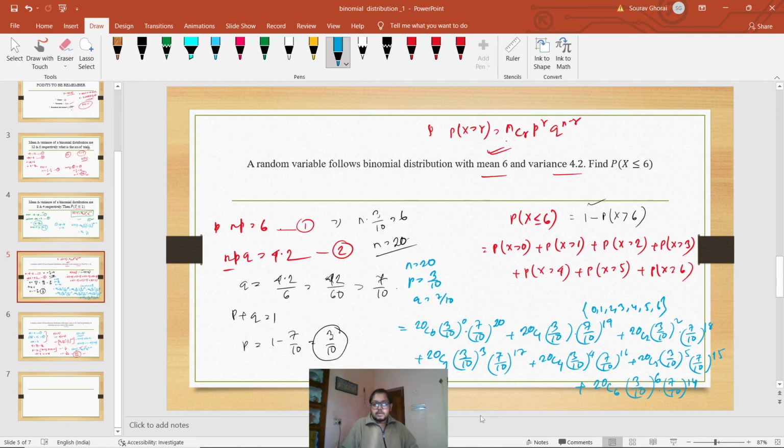And if you simplify, you will get the result from here, that is 0.60801.